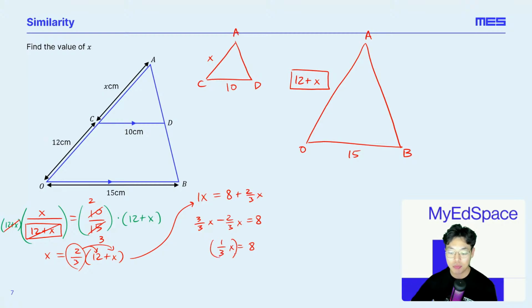And from here, pretty simple. We multiply both sides by 3. And this is light work, arithmetic. And don't forget your units of measure, centimeters.